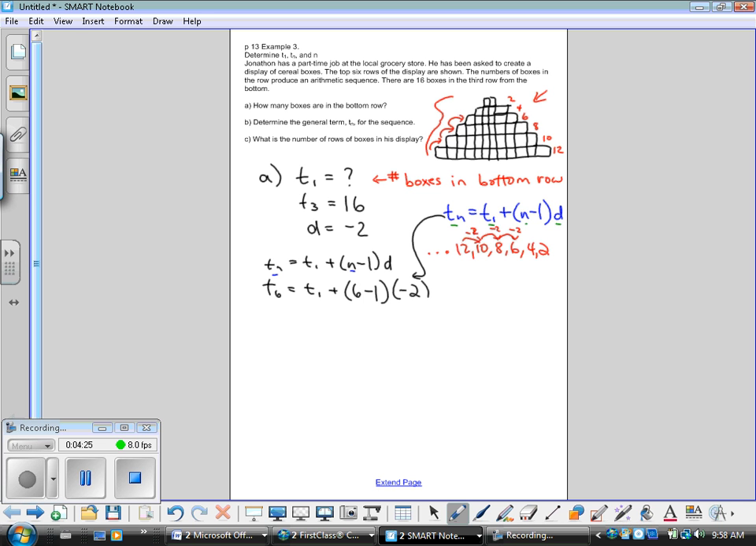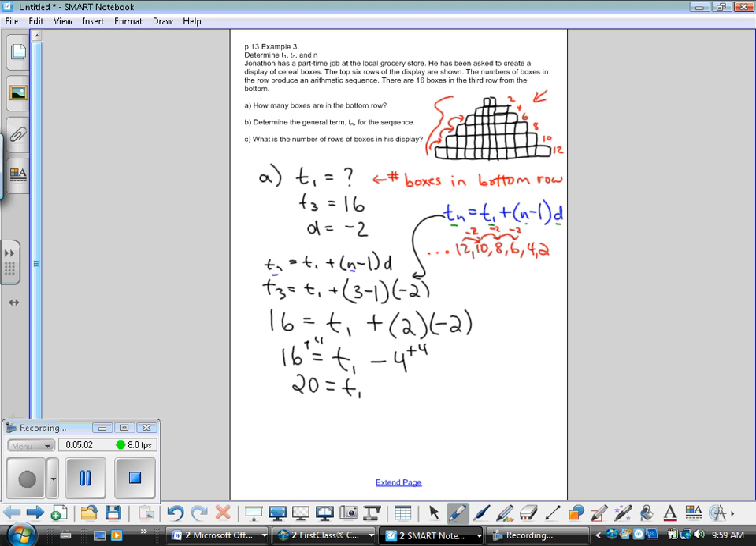So I know that my 6th term, sorry, I said that that was the 6th term. That's the 3rd term. The 3rd term is going to be equal to the first term plus 3 minus 1 times -2. Okay, so 16 is going to equal T1 plus 2 times -2. 16 equals T1, and I'm just going to multiply that, -4. We're going to add 4, and so T1 is going to be equal to 20.